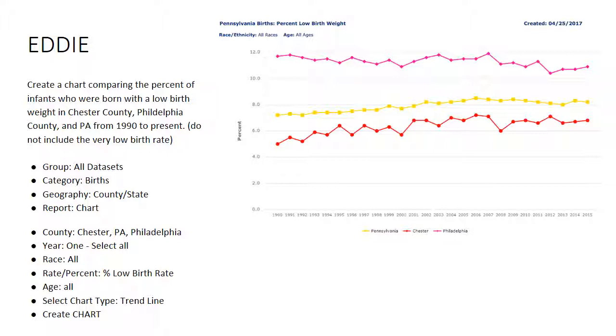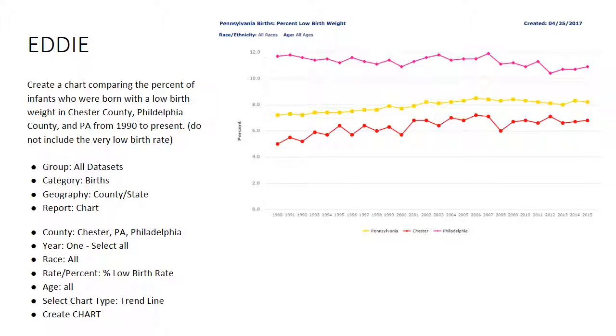So if we were looking to see where we might put a program to help inform the public about low birth weights, would we want to choose Philadelphia County, or would we want to choose Chester County? Well, maybe Philadelphia County has put something into place, because from 2011 to 2015, the rate has gone down, whereas in Chester County, from 2011 to 2015, the rate has stayed about the same and gone up slightly.